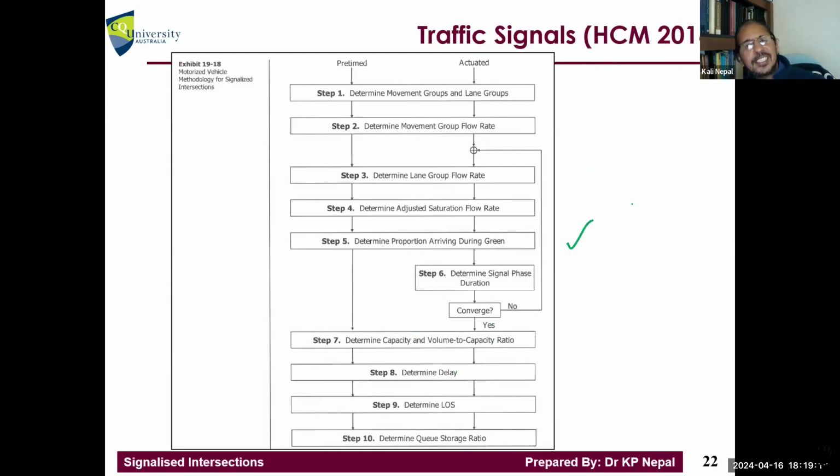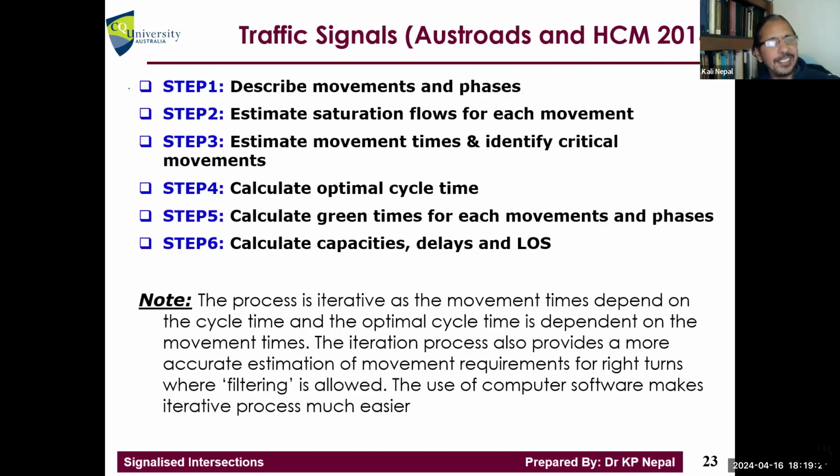All right, I have written it in a simple way here. Step one, we need to describe the movements and the phases. We need to develop the diagrams. Estimate the saturation flow. If it is given, then you just use that. If not, we can collect the data for the saturation flow from the intersection. We need to calculate the movement times and identify the critical movements. And then calculate the optimal cycle time. Calculate green times for all of those like we just did, but a lot more complicated. So when we consider all those cases, we then calculate capacities, delays, and the level of service.